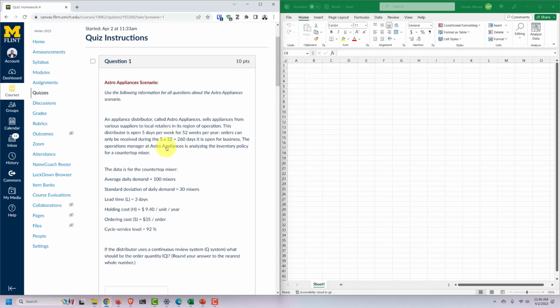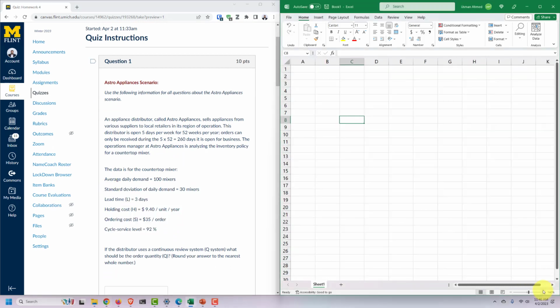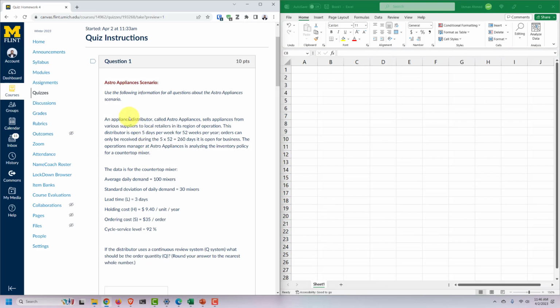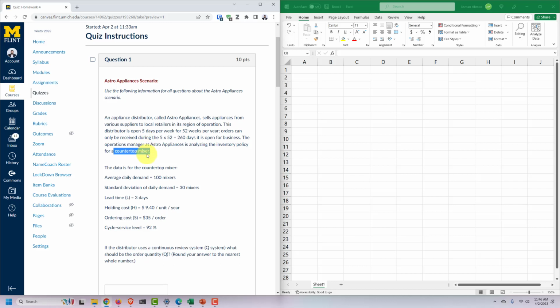So let's get started. So here's some data. So I recommend just copy paste or type this out into Excel. So we need an appliance distributor. We'll open certain days of the year. So we have this product, countertop mixer, and we're going to set up the inventory parameters for that.